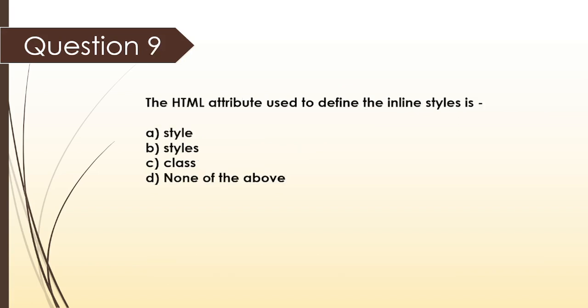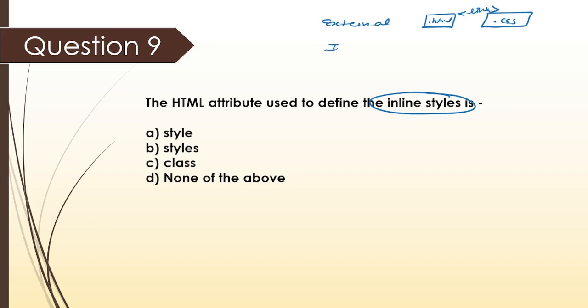Next question is, the HTML attribute used to define inline style is. So we have basically three types of CSS. First is external. For external we need to create two pages, one is .css and one is .html. We have discussed that to link these, we can use the link tag, the link reference tag.